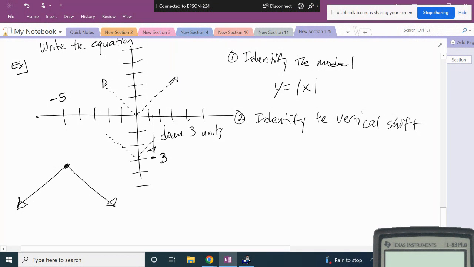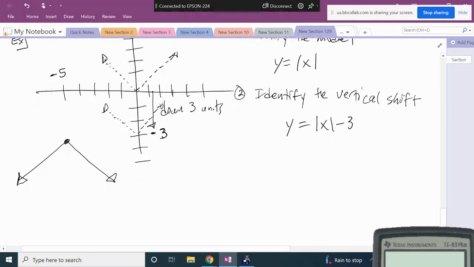Right, so it would then look something like this. So how will we account for shifting that absolute value down 3 units? All right, well, we would simply subtract 3 from our function. So now we're going to identify the horizontal shift.